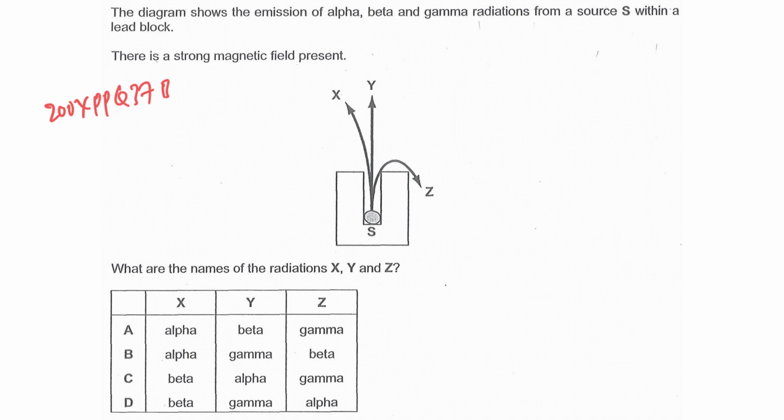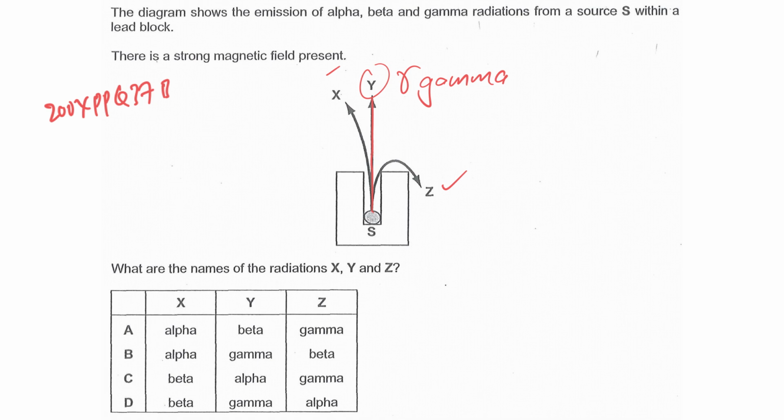But if you look at the question, you will not know what direction is the magnetic field. It's not stated there, but it doesn't matter. As mentioned already, the path of this emission just goes straight without any deflection. That means to say this has to be your gamma rays, because it has no charge, so it will not be deflected by the magnetic field. So we are left with X and Z here.